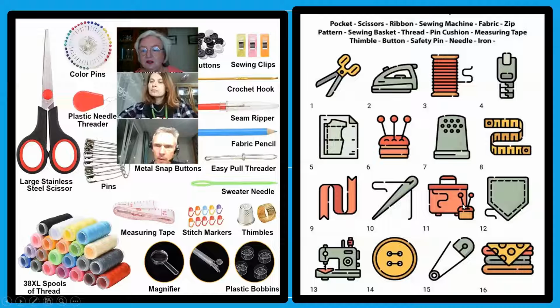Needle. Needle. Oh, I've no idea what the next one is. So in basket, I think. Could it be a sewing machine? Oh no, the sewing machine's further down. What did you say it was again, please? Sewing basket. Sewing basket. Right, the next one.